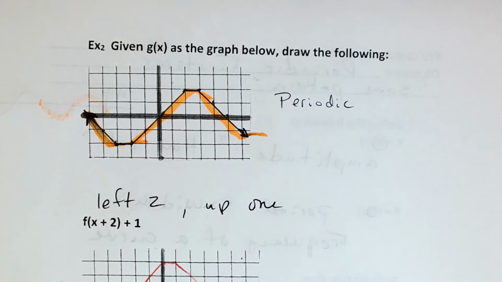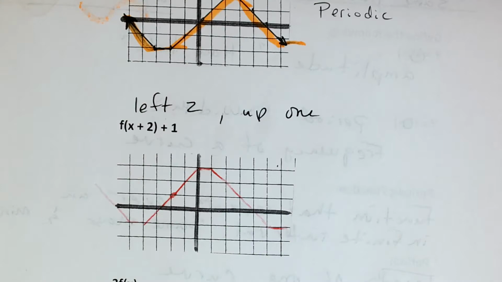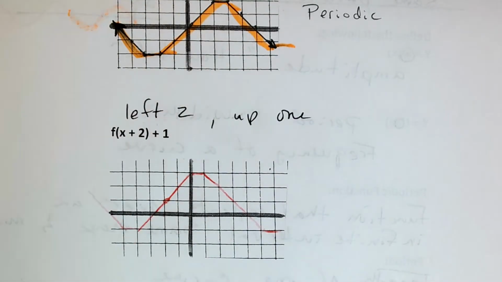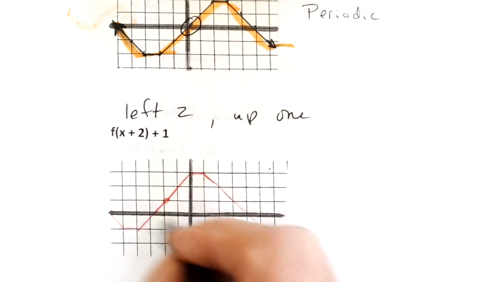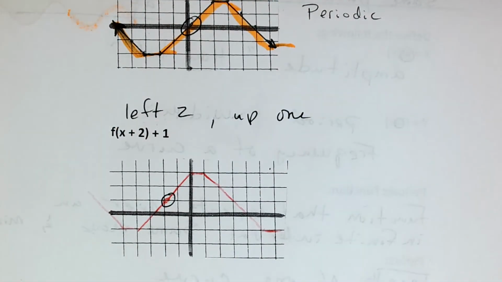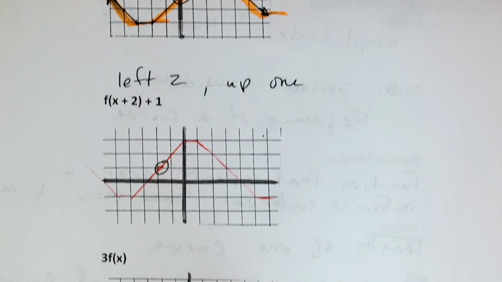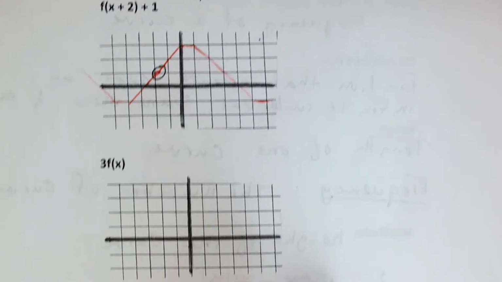Okay, how is that? Moved it back 2, up 1. And I think that's easiest if you see I moved that 1 point, okay? I moved the origin, okay? Okay, let's look at the next one.